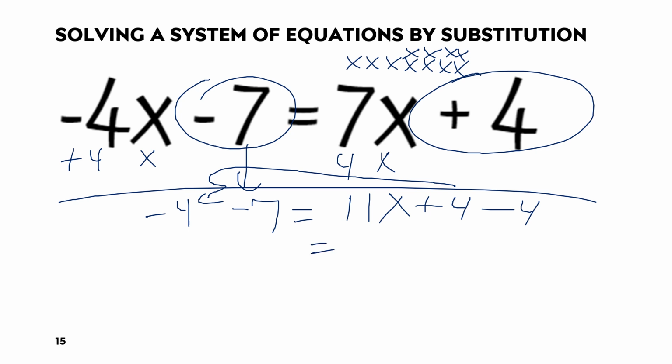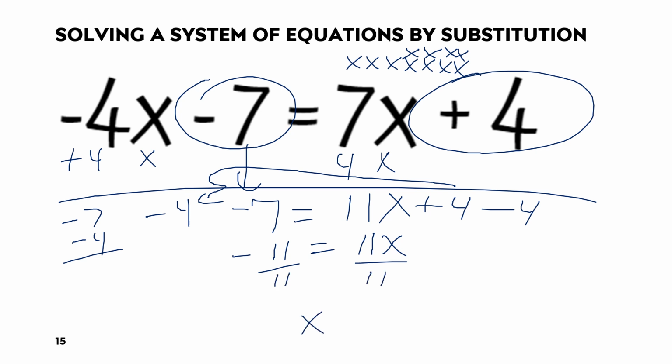Well, plus 4 minus 4 is nothing, so we're left with 11x. So if you have negative 7 and you subtract negative 4, you're at negative 11 on the number line. Finally, we've got 11 times x is equal to negative 11. What's the inverse operation of multiplication? That's right, it's division. So we're going to divide both sides by 11.